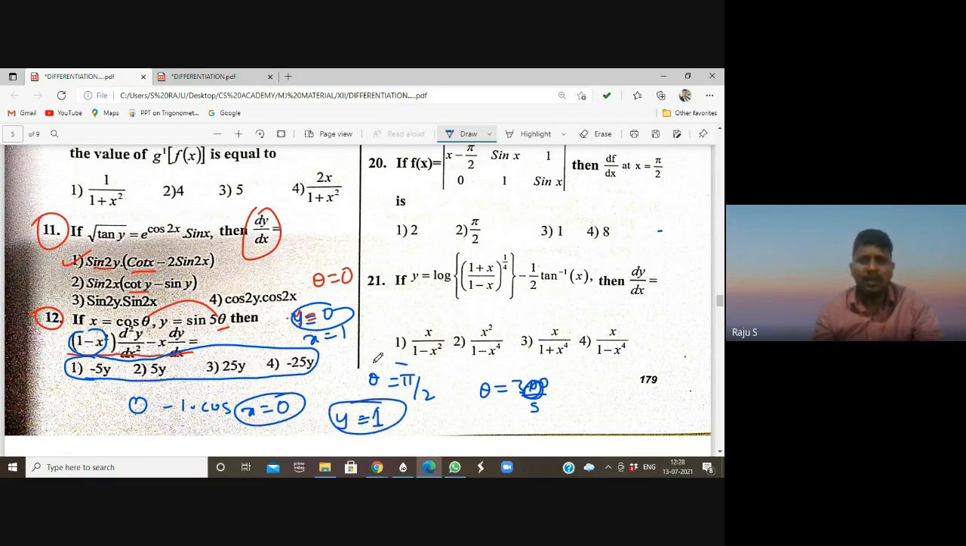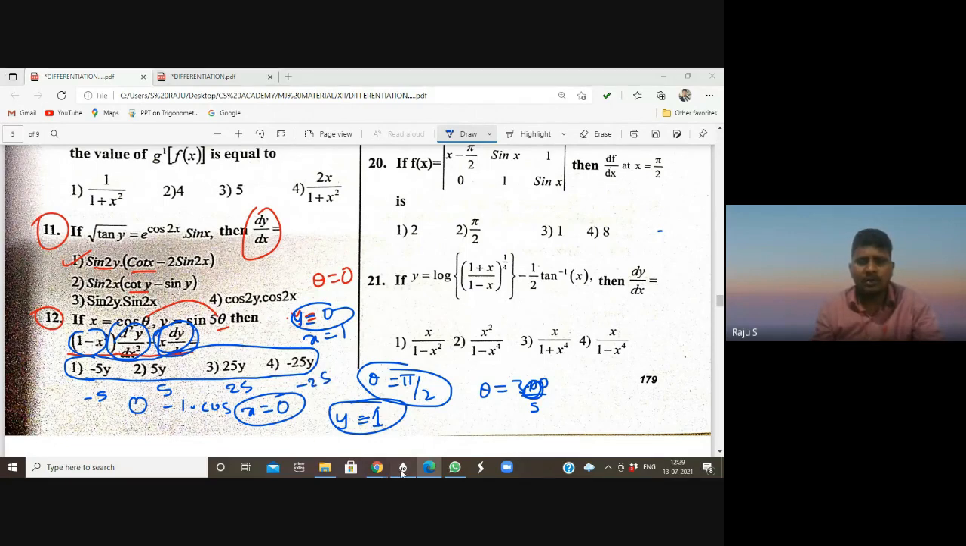So when you take theta equal to 90, if there is any chance to verify the options, you can go through that option verification. When I take theta 90, the x value is 0, so 0 into the second term, dy by dx. 1 minus 0 square means 1. In d square y by dx square you can substitute the theta value 90. So on the right side we get different answers. The first option is minus 5, second option is 5, third option 25, fourth option is minus 25.